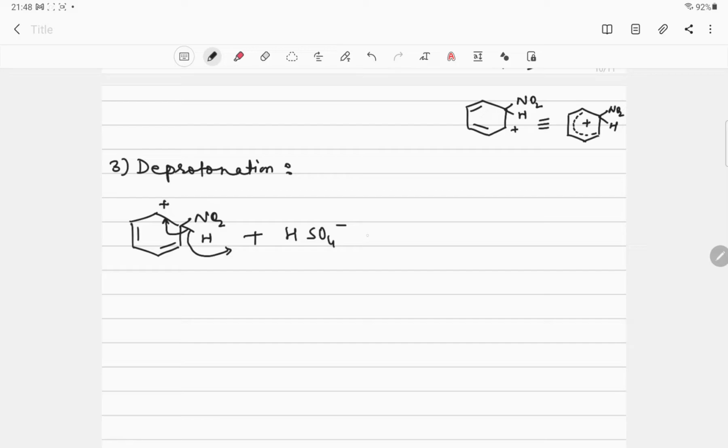So what will be the next structure? The next structure is going to be: this pi bond is as it is, this pi bond is as it is, and here is the pi bond formed. NO2 will remain as it is, and H is going to combine with HSO4 to regenerate H2SO4. Because H2SO4 was the catalyst, it has to be regenerated at the end of the reaction. So this is all about the mechanism of nitration. Thank you.